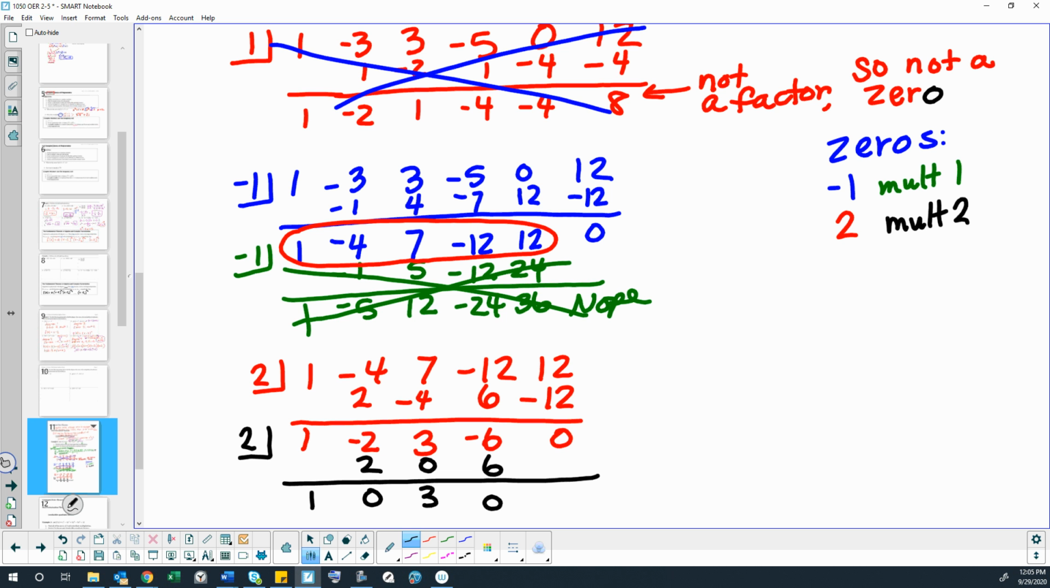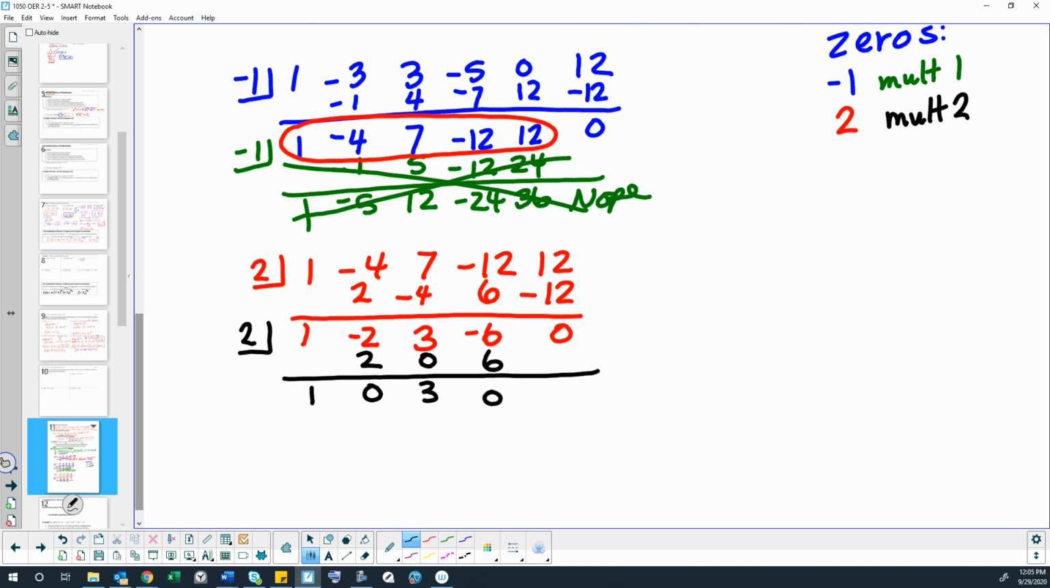Multiplicity of 2. How many zeros do we have so far? Technically 2, but with multiplicities we have 3. What's the degree of our polynomial? 5. We need 2 more. So here's what we have left at this point. The 0 is the remainder. So that means that this number will be our constant.